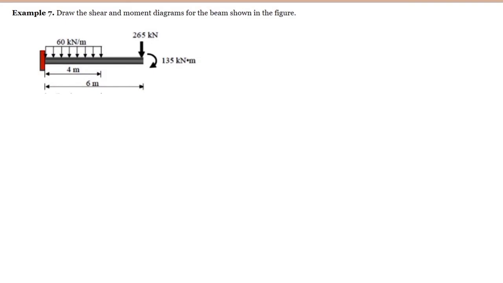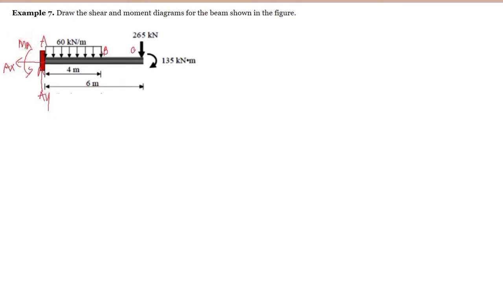Example number 7: draw the shear and moment diagram for the beam shown in the figure. For the reaction at the support, since we have a cantilever beam, we have the vertical reaction at point A. If this is point A, and of course the end of this uniformly distributed load is point B, and this is point C, we have AY, AX, and of course the moment at A.